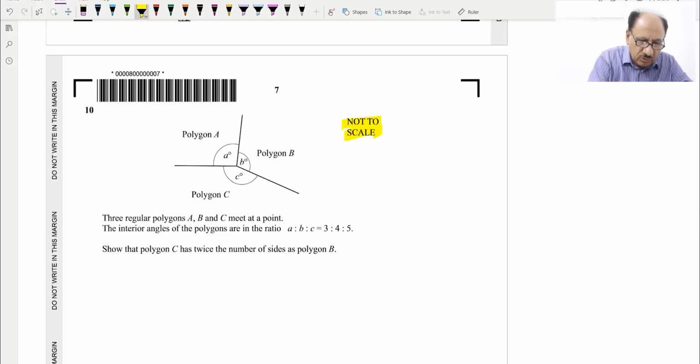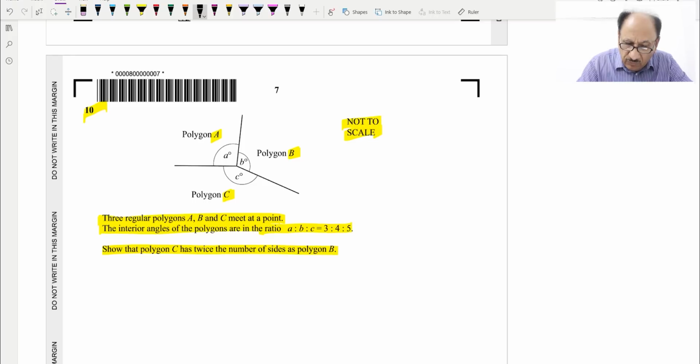The diagram is not to scale. There are 3 regular polygons A, B and C. They have provided the interior angles. The interior angles of the polygons are in the ratio A:B:C of 3:4:5, and show that polygon C has twice the number of sides as polygon B.